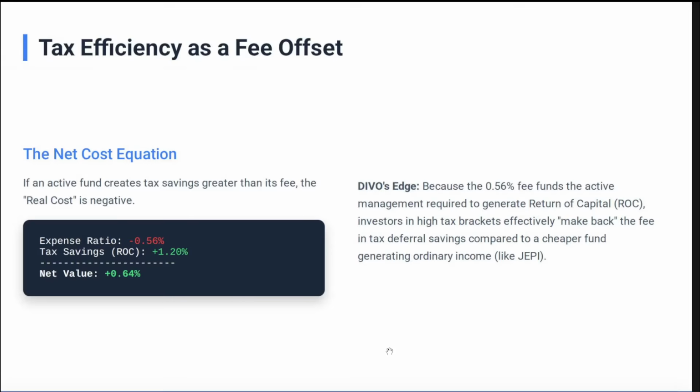DIVO's edge is that the 0.56 fee funds the active management required to generate return on capital. Investors in a high tax bracket effectively make back the fee in tax-deferred savings compared to a cheaper fund generating ordinary income like JEPI.